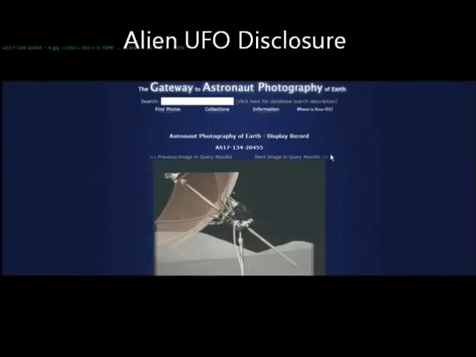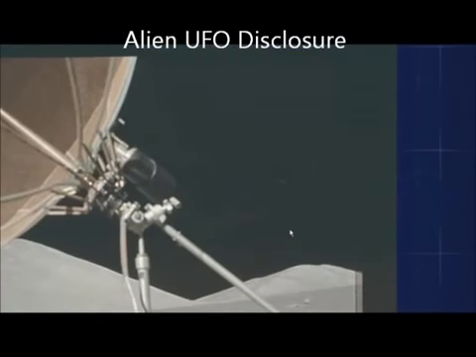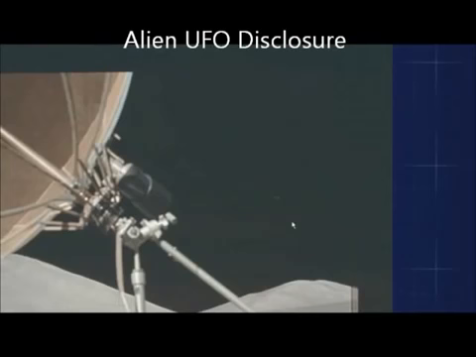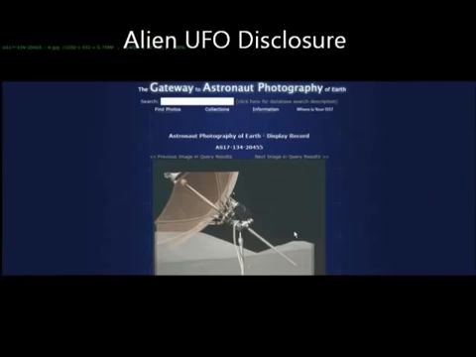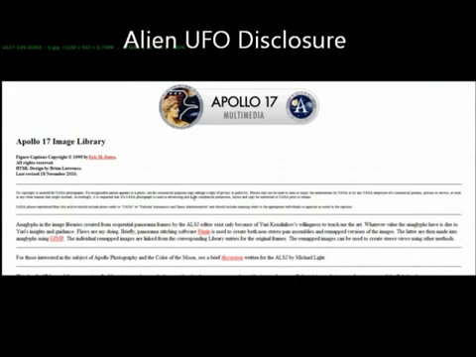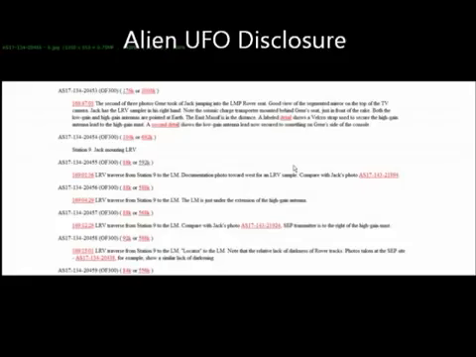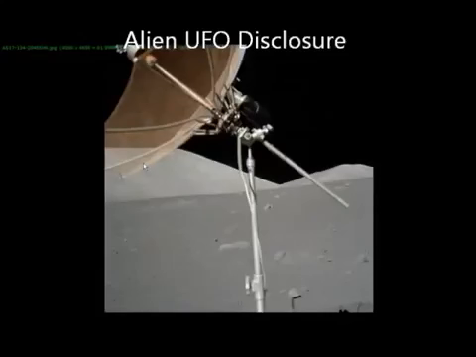The objects can also be found on the Gateway to Astronaut Photography of Earth. And there it's a bit more visible. Not very clear though. And there's another website called the Apollo 17 Image Library. And there it is. AS-17-134-20455. So this is a much better image. Let's see what we find here.